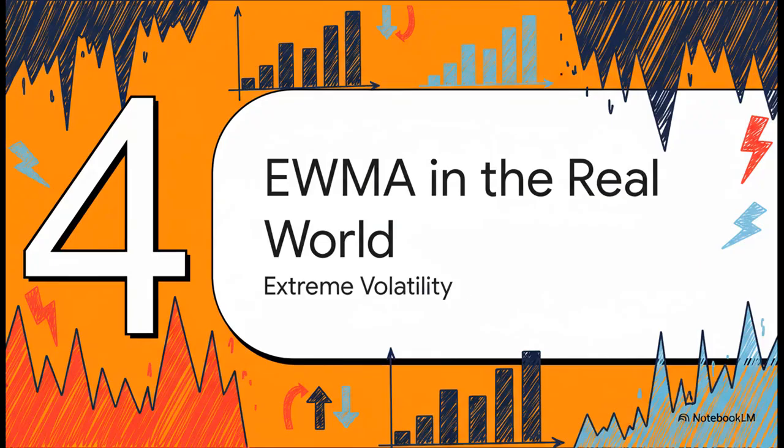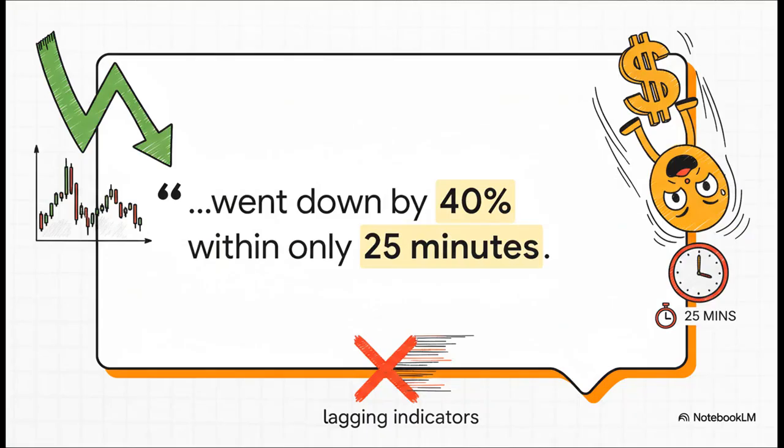Okay, so the theory is cool, but where does the EWMA really earn its stripes? Let's jump into a real-world example, one that involves some pretty extreme volatility. Remember early 2021? The whole GameStop saga? I mean, that was one of the wildest things we've seen in the market, ever. At one point, the stock literally plummeted 40% in just 25 minutes.